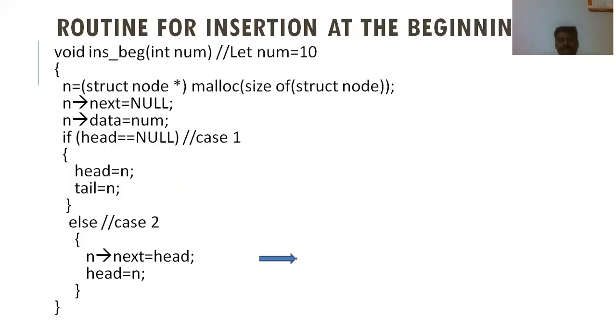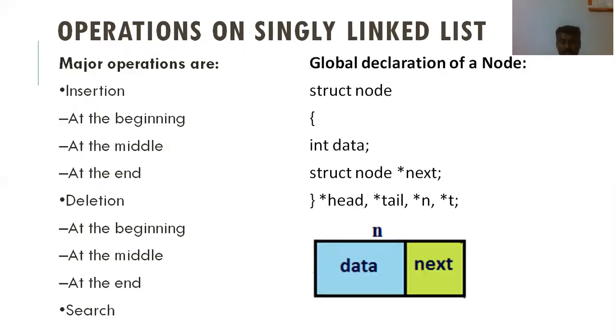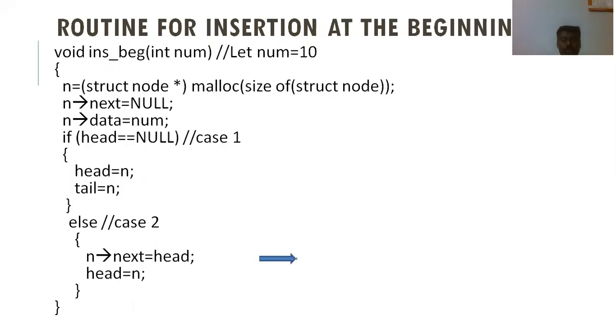Here you have an example routine for inserting at the beginning position. It's a simple example, inserting the data in the beginning position. The simple example is void insert begin function. In this function you have n equal to struct node, memory allocation size of the struct node. The memory location is already allocated. Under the memory location you have two positions. One is the data position and the other is the next position. Now you can insert the element in the starting position. So n dot next equal to null, n dot data equal to number.